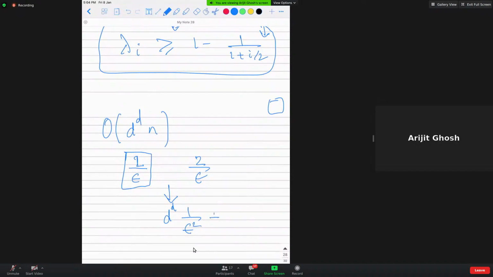But we also need to do one more thing. We have to calculate the farthest point from the center. That will incur cost, and we have to do it how many times? 2 by epsilon times. That will incur the cost, this. So this will be our complexity.